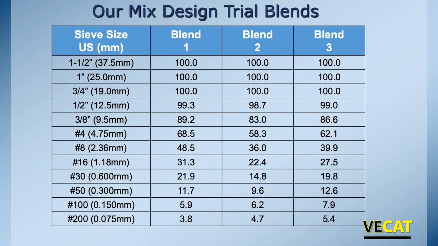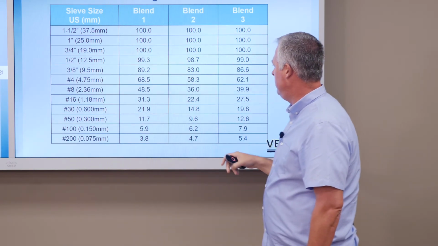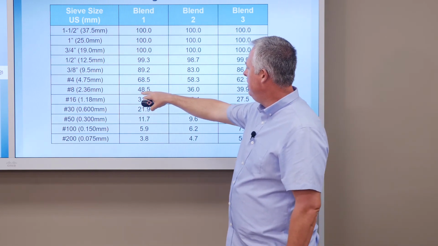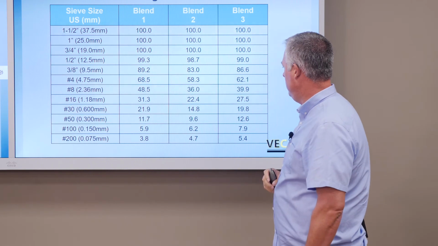So here are gradations. Again, this is an SM 12.5. You can kind of see the difference here at the 3/8. We're going down from just under 90% down to 83. On the 8 sieve, we're getting a little more. We're pretty fine here, about 49%, down to 36% on blend 2.